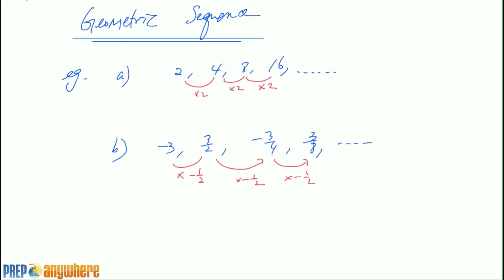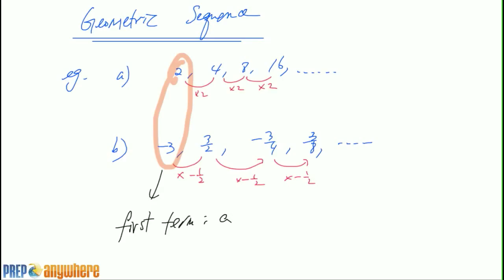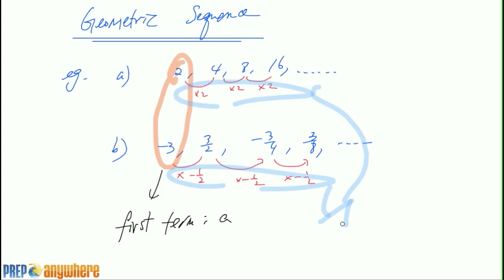So we again declare this first term, right? These two guys, that's the first term. We usually denote it with the letter A, and these ones at the bottom, right? We call that a common ratio. We usually use the letter R for that. Okay, you multiply by R.